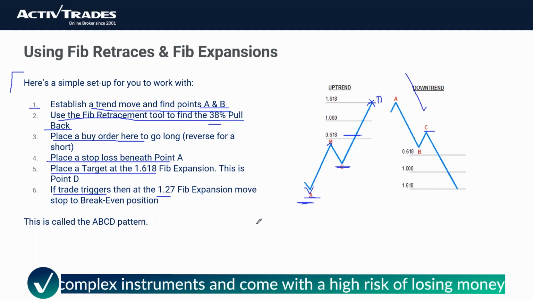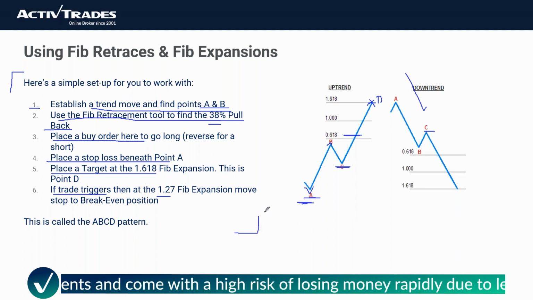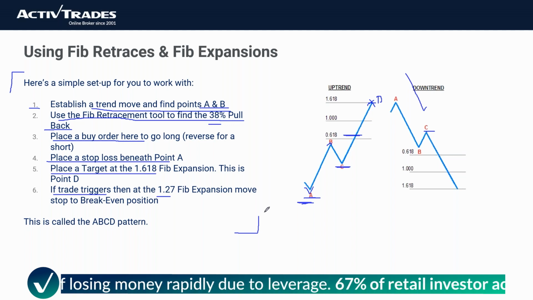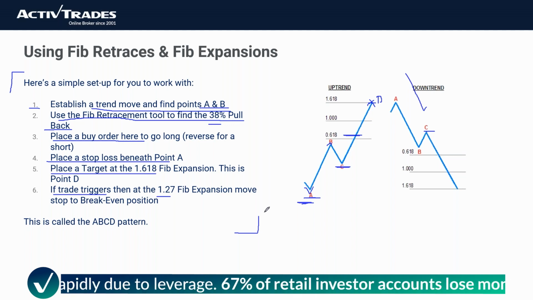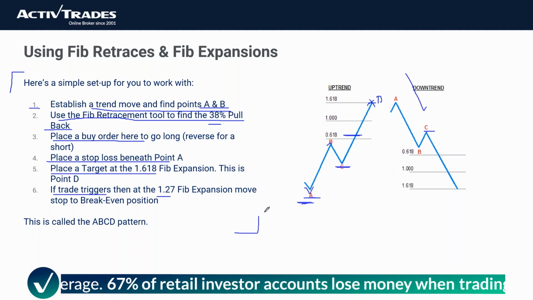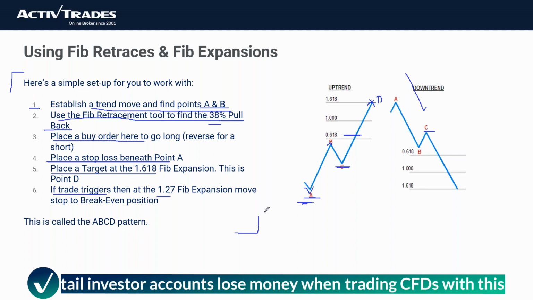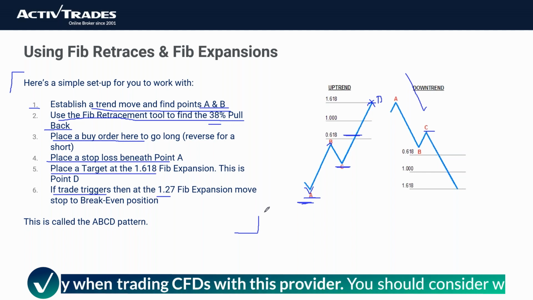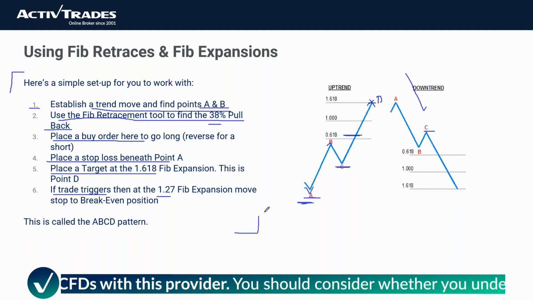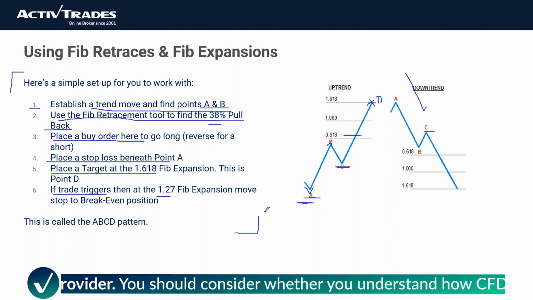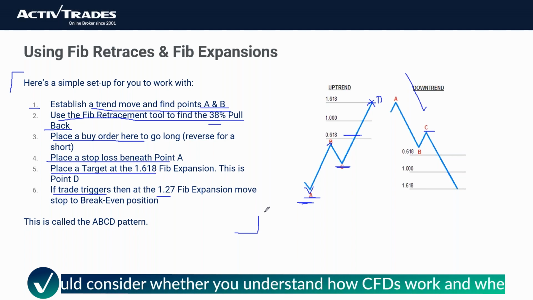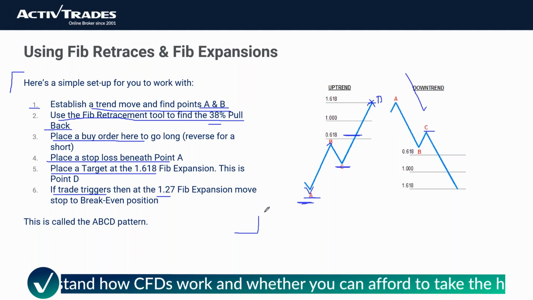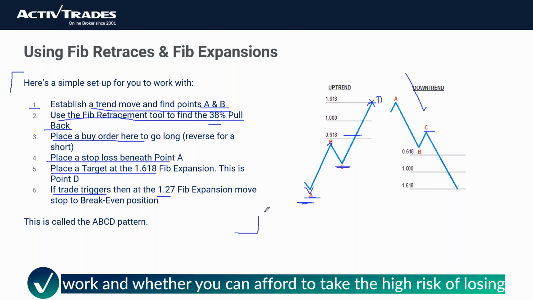Just a very, very simple trade setup that utilizes Fibonacci in terms of both fib retracements and fib expansions. Identify a trend move, find the point A and the point B. Use the Fibonacci retracement tool to find the 38% pullback. Place a buy order here if you were going long, or a sell order there if we're going short. Place the stop loss. You hear me always say, you never trade without a stop loss. And you place your stop loss beneath point A, and then you place your target at the 161 fib expansion.